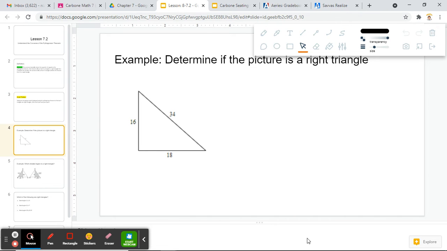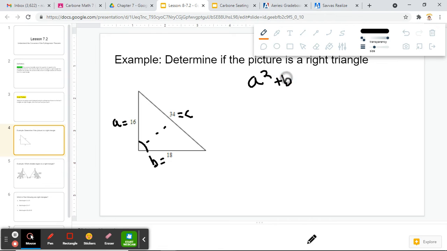So we got our first one here. We want to determine if the picture is a right triangle. So we have side lengths A, B, and C here. As always, it's a good idea to label them. Remember, C always comes across from the largest angle, right? So we don't know if this is a right angle yet, but we know the side length across from it is going to be C. Our other two side lengths, it doesn't really matter, so we'll label this one A and this one B. So as always, let's write down our formula here.